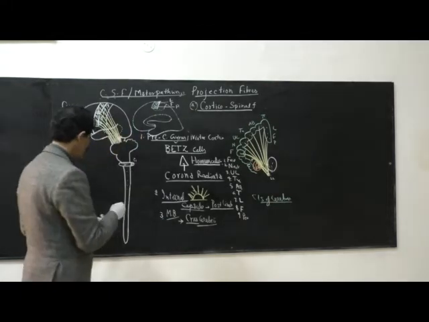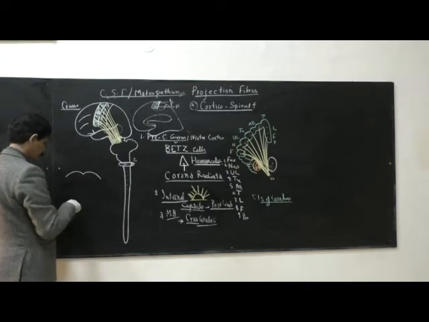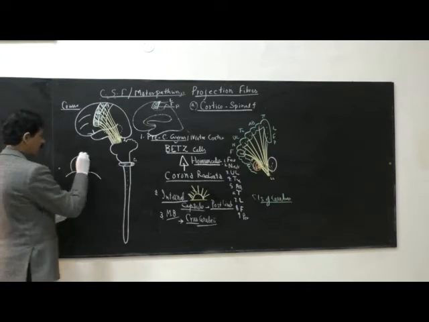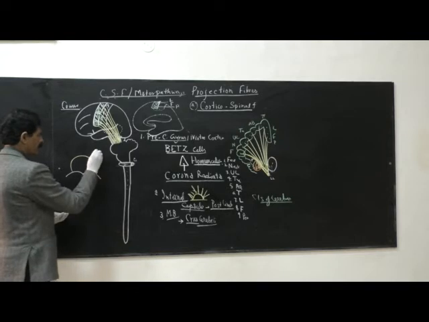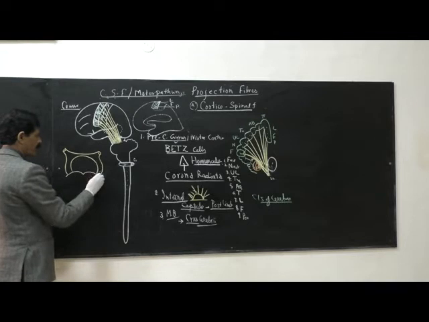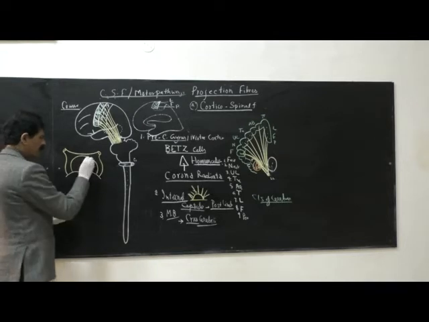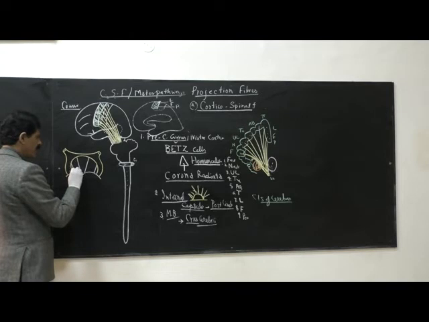So when we see the crus cerebri in the midbrain, this is the medial border of the crus cerebri, this is the lateral border of the crus cerebri. So this is the ventral surface of the midbrain.